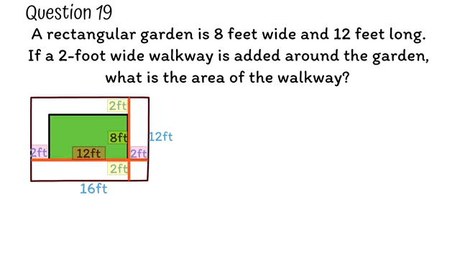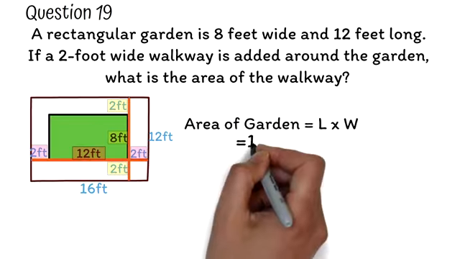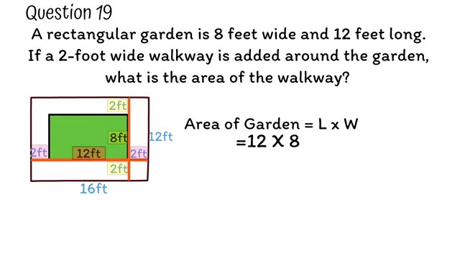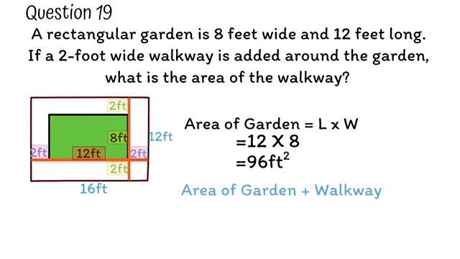Since the garden is rectangular, the area of the garden is equal to length times width. The length is 12 multiplied by the width, which is 8. Multiply 12 by 8, and that will give us 96 feet squared. We have to also know the area of the garden plus the walkway. This is also a rectangle.